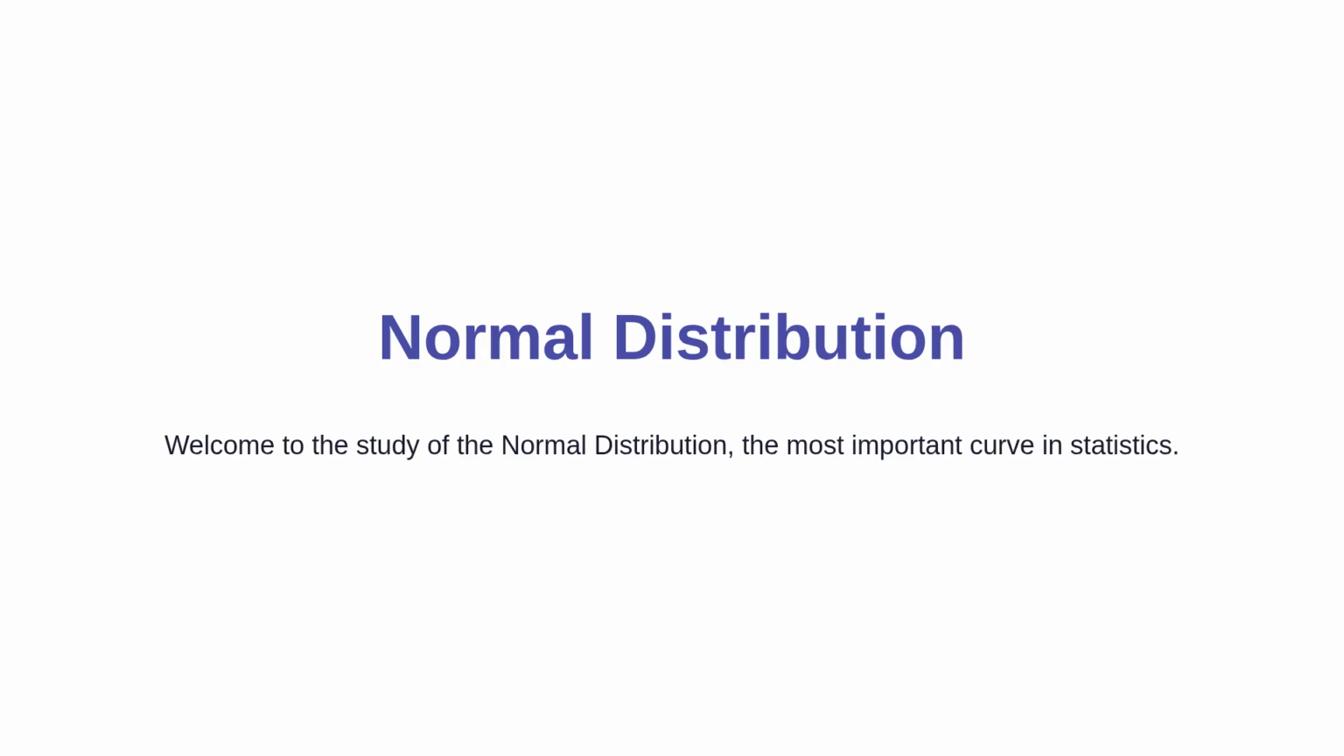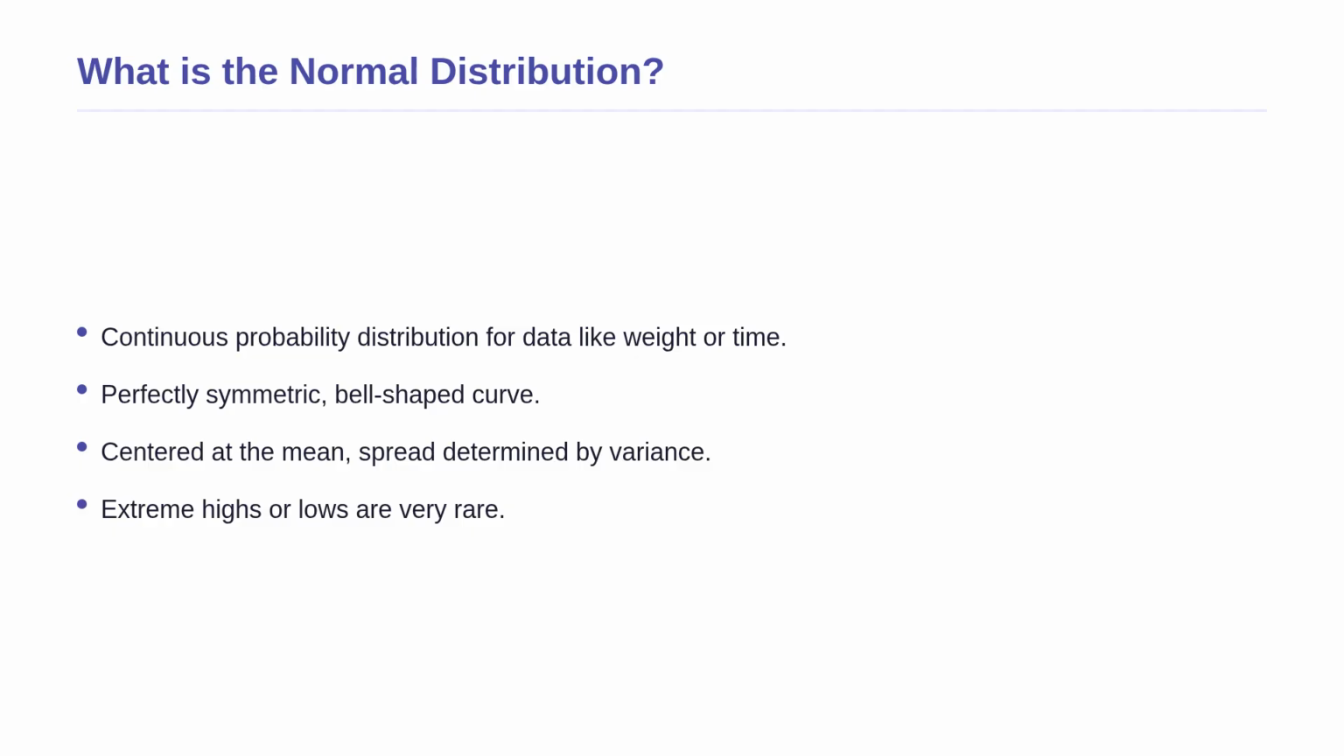Let us get started. To begin our journey, imagine measuring the height of every adult in a crowded train station. Most people are around average height, with very few being extremely short or extremely tall. If you graph this data, you get a smooth bell-shaped curve. This is the normal distribution. It is a continuous probability distribution, meaning it handles exact values rather than just whole numbers.